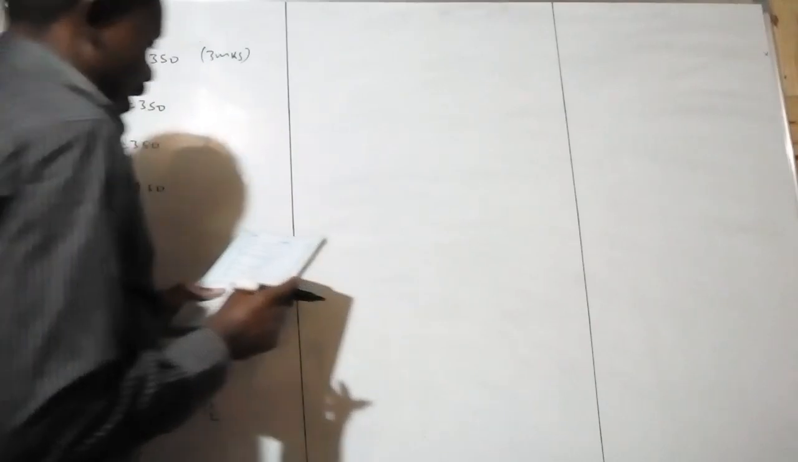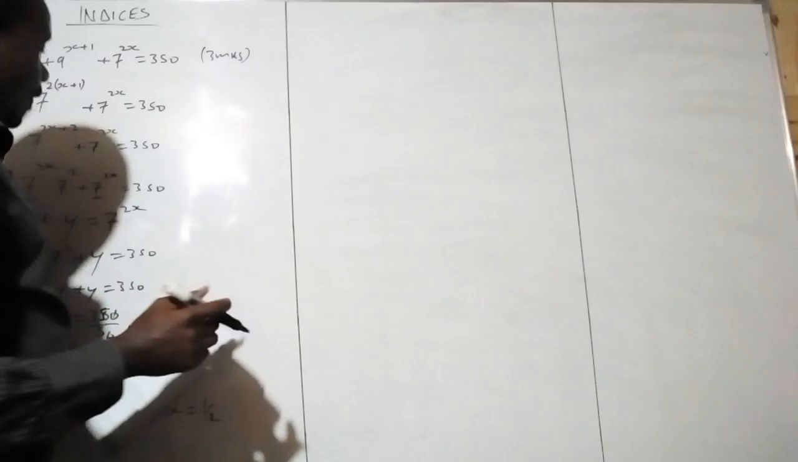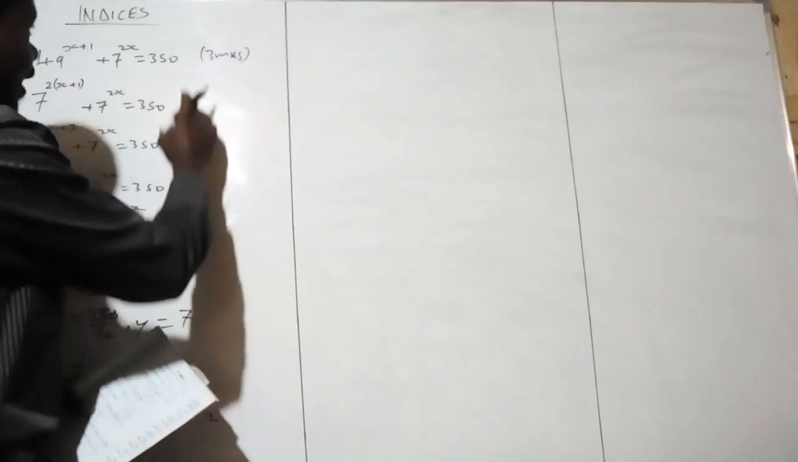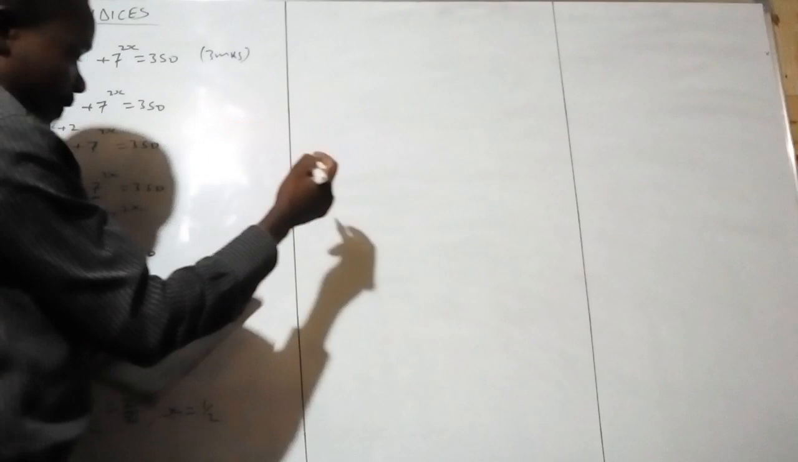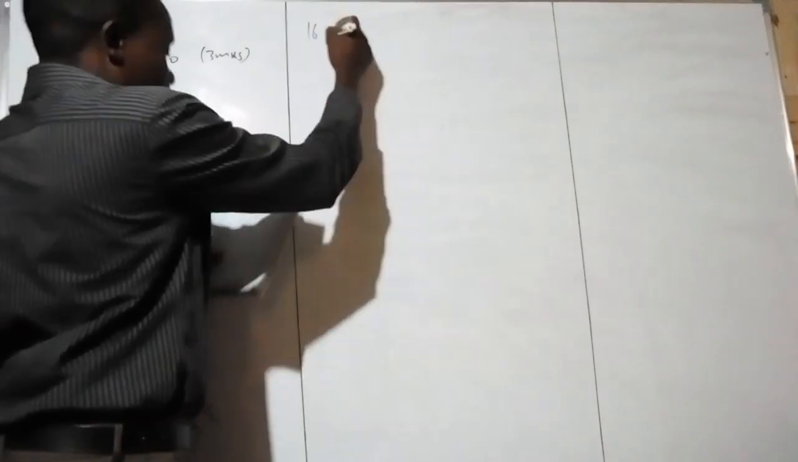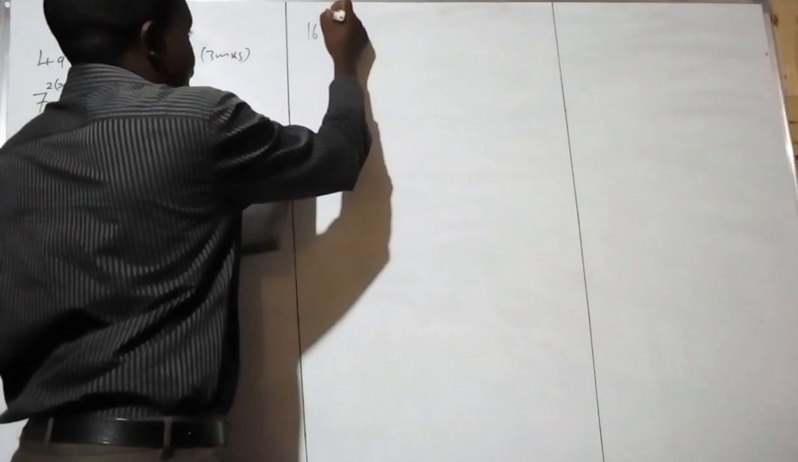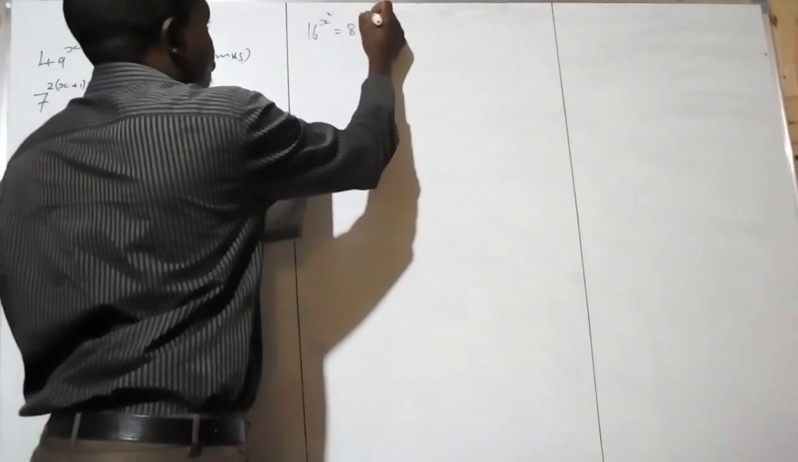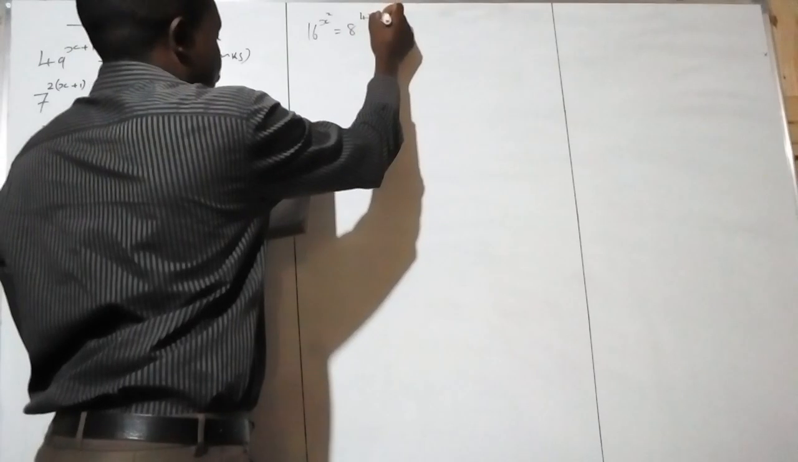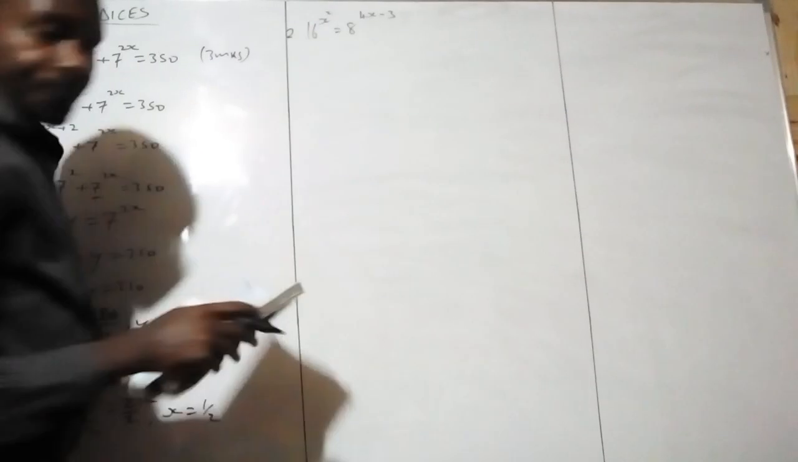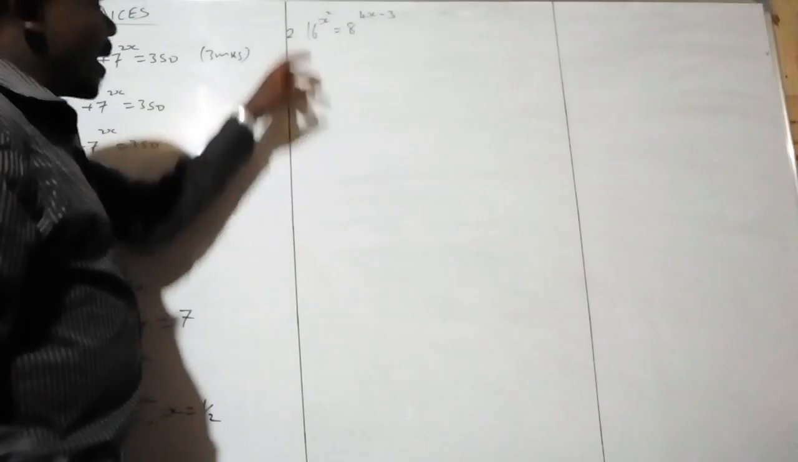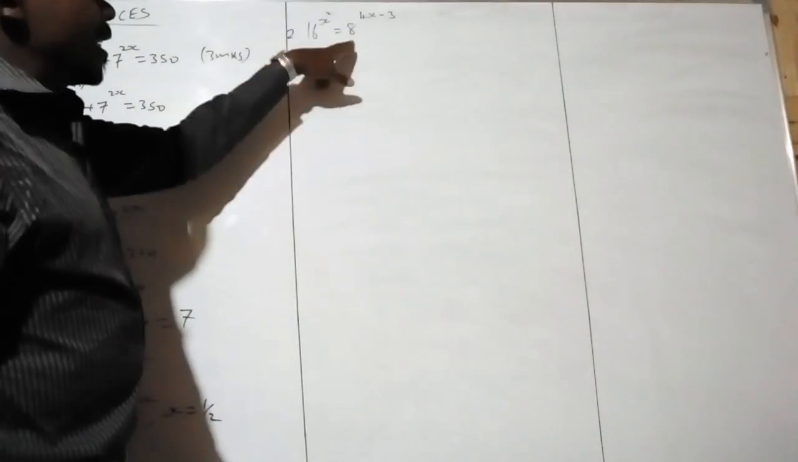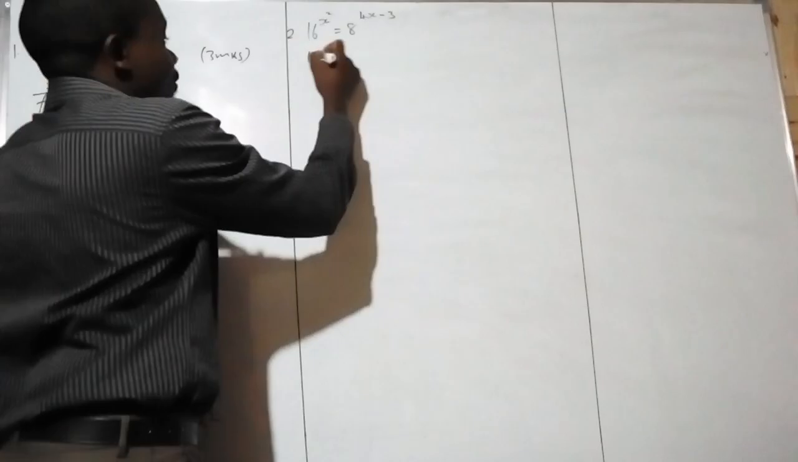Next, you've been given 16 is power x squared is equals to 8 raised power 4x minus 3. You can say this number 1, you can say this number 2. Start by expressing 16 and 8 to base 2. 16 factors of 16 to base 2 is the same as 2 raised power 4. Then for 8 is the same as 2 cubed.